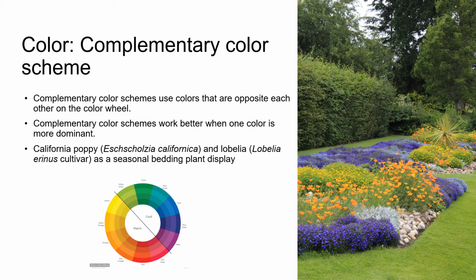Complementary color schemes use contrasting colors that are opposite each other on the color wheel. Examples would be red and green, violet and yellow, and blue and orange. Complementary color schemes tend to work better when one color is more dominant than the other.